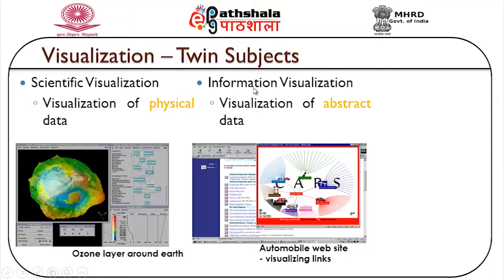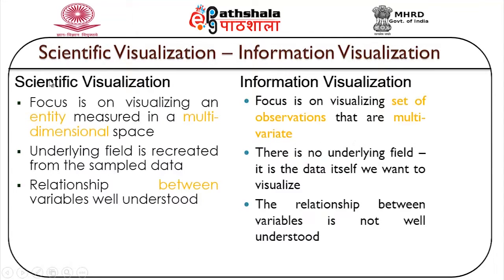One is the scientific visualization, the other one is the information visualization, where in scientific visualization we are talking about the physical or the raw data, and in the case of information visualization we are talking about the abstract data. If you look at the pros and cons of scientific and information visualization, in scientific visualization the focus is on visualizing an entity which is measured in a multidimensional space, whereas in the case of information visualization the focus is on visualizing the set of observations which are going to be multivariate in nature. And in scientific visualization we can see the underlying field is recreated from the sampled data, whereas in information visualization there is no such underlying field. It is the data itself that we want to visualize.